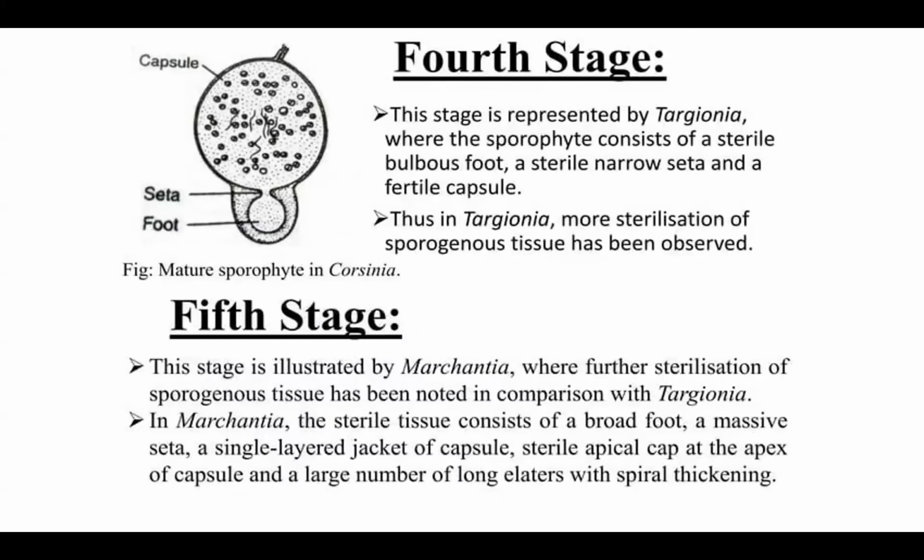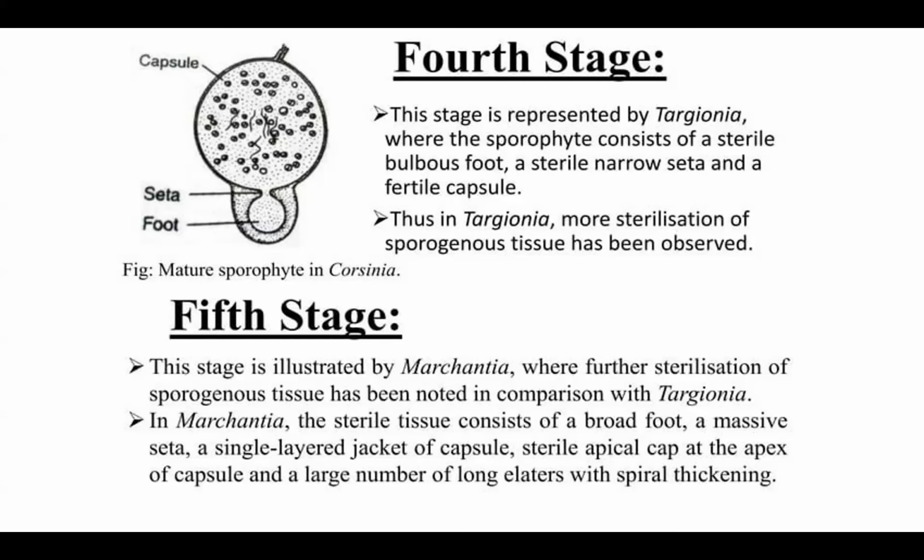Fourth stage, which is seen in Targionia. In Targionia, the sporophyte consists of a sterile bulbous foot and a narrow seta, which is also sterile, and a fertile capsule. The capsule you are seeing has spores, that is tetrad spores, and elaters are also seen. So elater-like structures are seen in Targionia.